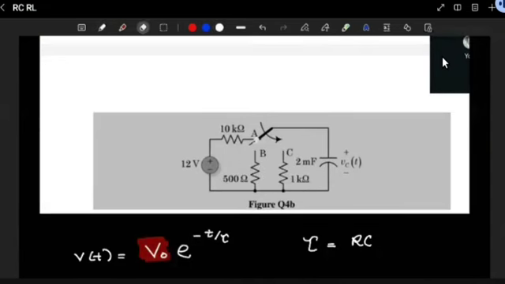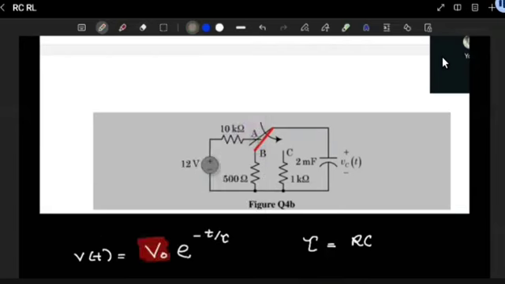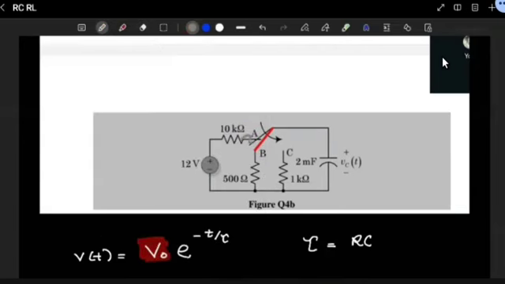So in this case, we are told that at t equals 0, the switch was changed and connected to point B. So what happens in that case? When at position B, what do we see? At position B now, it means that there's no connection here. This is no longer there.